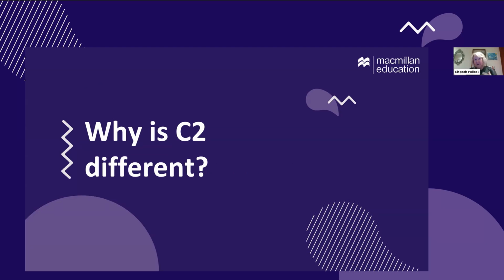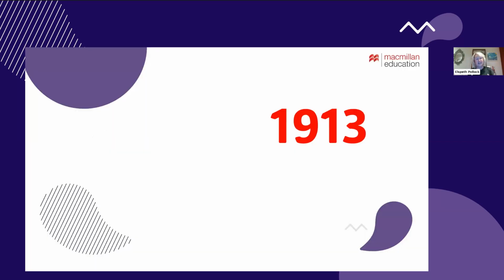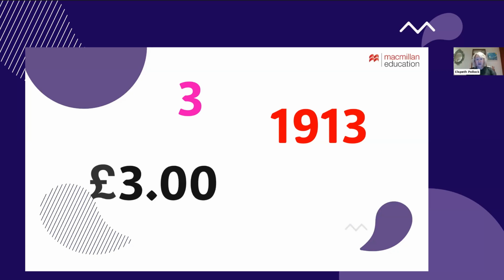Well, let me give you, first of all, a few fun facts about the exam C2 Proficiency. It first started in 1913. That was the first time it was taken. It was taken by 3 students who all wanted to be English language teachers. It cost £3. And it lasted 12 hours. So there were 12 hours of a proficiency exam in 1913.